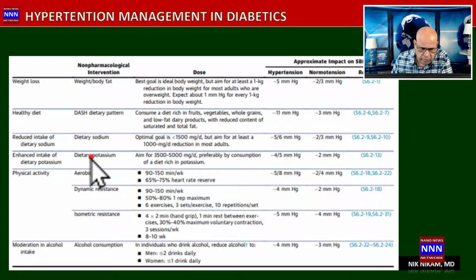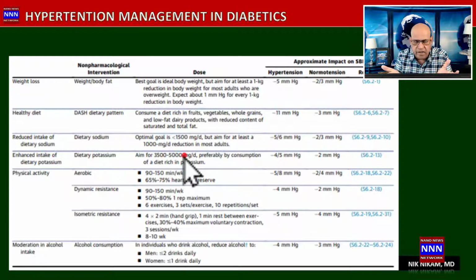Now let's talk about potassium. We need to make sure we have adequate potassium intake. One of the rich sources of potassium is, of course, banana, but it also has 100 calories. So we have to balance. If you're going to take a banana, you need to cut the 100 calories from somewhere else in your regular diet regimen.